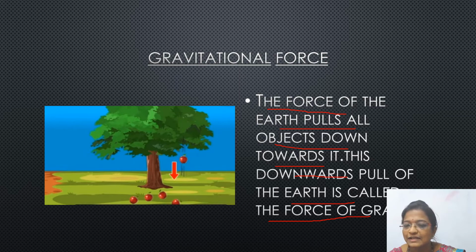Once again I'll repeat this. The force of the earth pulls all objects down towards it. This downward pull of the earth is called the force of gravity. Because of the gravitational force, all the objects, like you can see here, come down to the earth, isn't it? So this is because of the gravitational force.